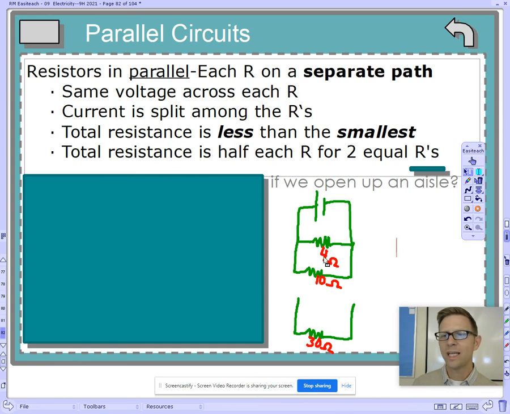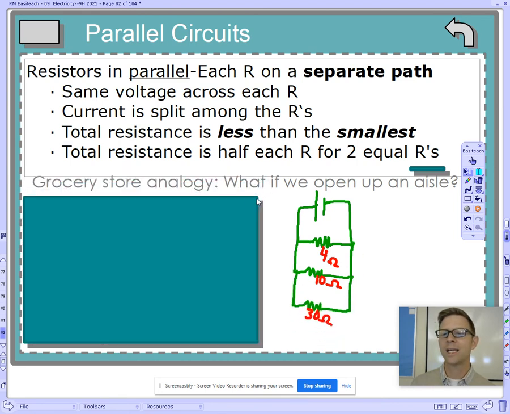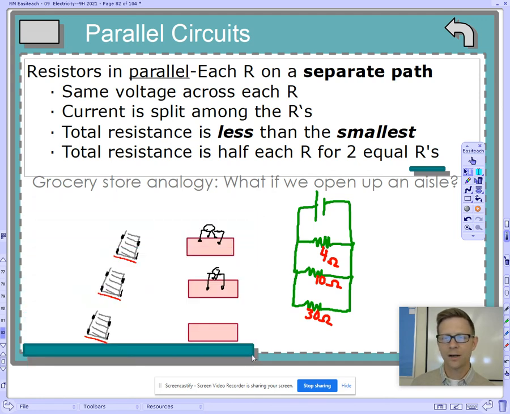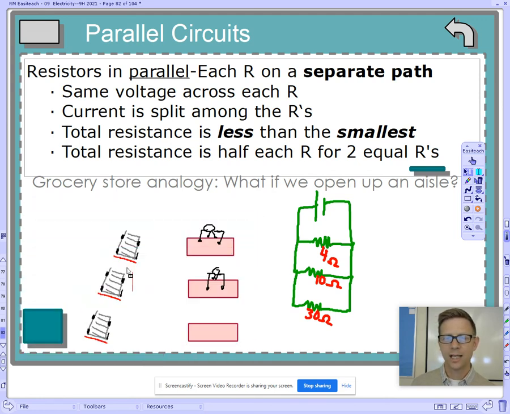If these were 2 equal resistors, then the total resistance would be cut in half. These are not equal resistors, so that law is not true, but that is a useful law right there. I'm going to make a grocery store analogy. So let's say you have 2 cashiers, and these are supposed to be grocery carts. You have people lining up at the grocery store.